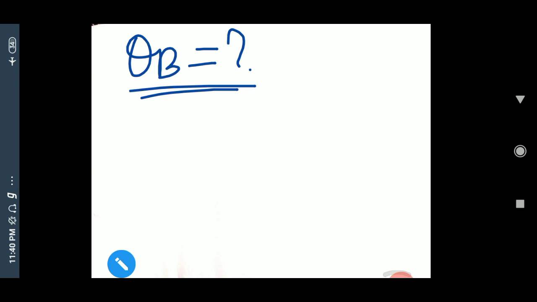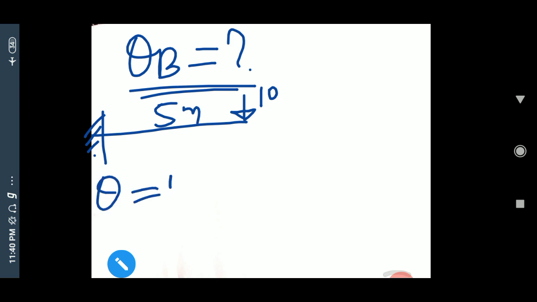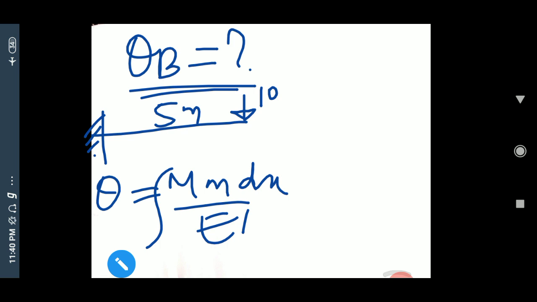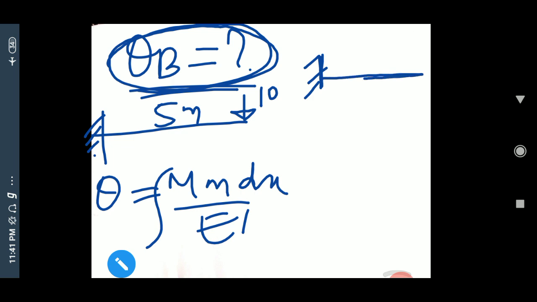Proceeding in the same way, we had this cantilever beam. The load was acting over here, 10 kN load. This was 5 meters. So what we had for slope was M m dx by EI. Capital M was the moment due to actual load, and this small m was moment due to the virtual unit load. Now here we are interested to find the slope, so we will apply a virtual moment here. In the last case we had applied a virtual unit load, but in this case, since slope occurs due to moment, we will apply 1 kilonewton meter of moment over here, and then we will find the value of small m.